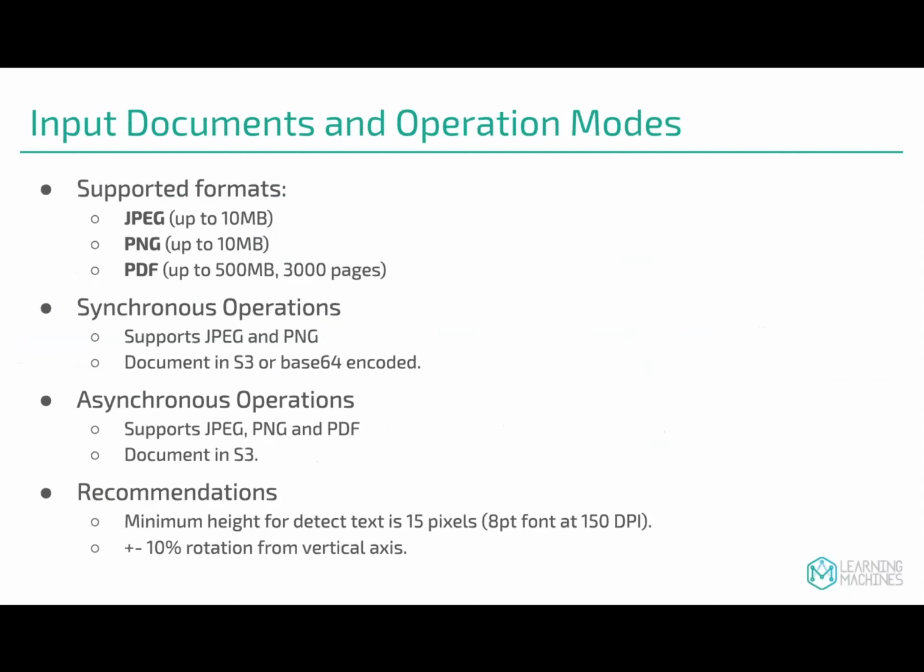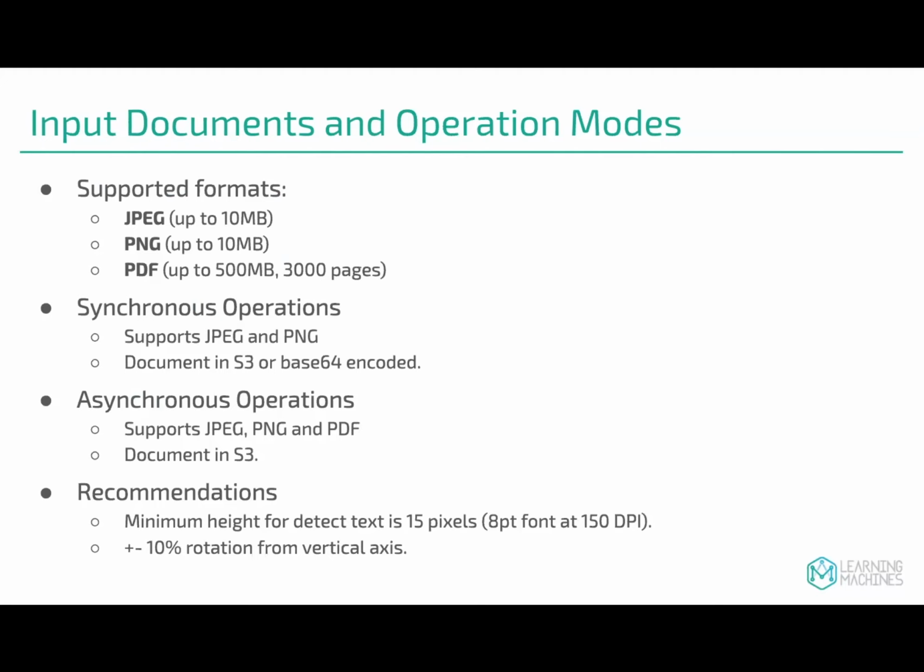So if we just briefly look at the different supported input documents and operation modes, there's quite a couple. So JPEG and PNG file formats are quite familiar. Many scans will digitize documents into JPEG format. And also PDF documents, which I think is the de facto standard on the web for exchanging documents. There are some usage limitations. So JPEG and PNG files can go up to 10 meg, while a PDF document can go up to 500 meg.